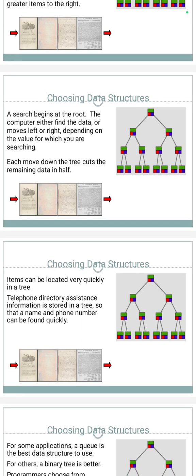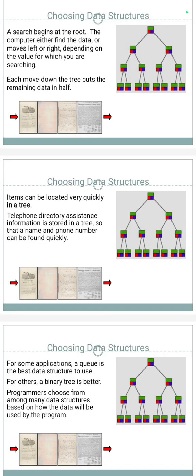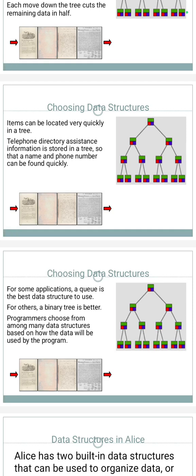So there are various types of trees like M-way search tree, binary tree, B plus tree, AVL tree. Depending upon the weight of the leaves, there is a classification of the trees. Items can be located very quickly in a tree. Telephone directory assistance information is stored in a tree, so that a name and phone number can be found quickly. The real life example of tree data structure is the mobile phone address book.